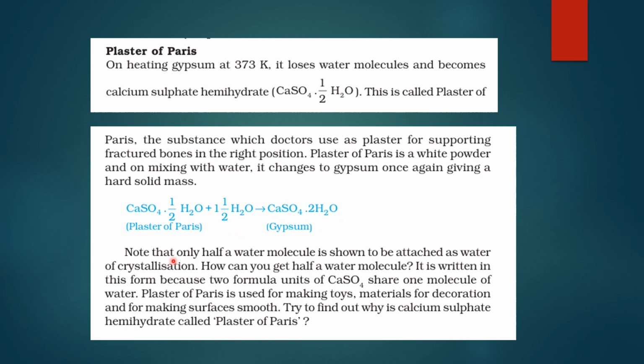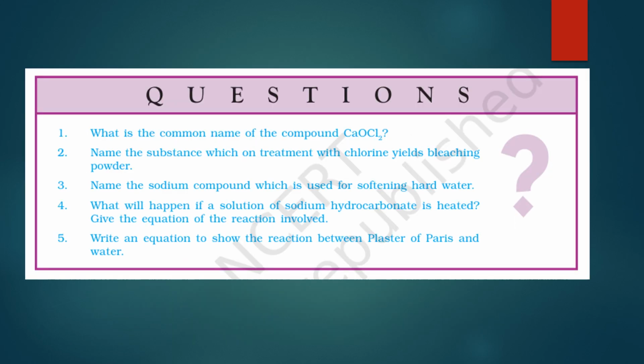Fine. Note that only half a water molecule is shown to be attached as water of crystallization. So how do you get this? It is written in this form because 2 formula units of CaSO4 share 1 molecule of water actually. So what are the uses of plaster of Paris? It's for making toys, materials for decoration, and for making smooth surfaces, right? And have you ever thought कि plaster of Paris को हम ये name क्यों देते हैं? So it has some historical connection with Paris. Try to find it out, right?